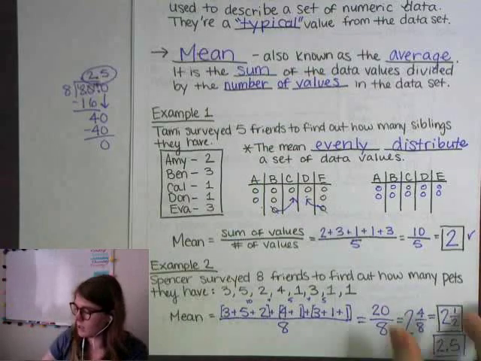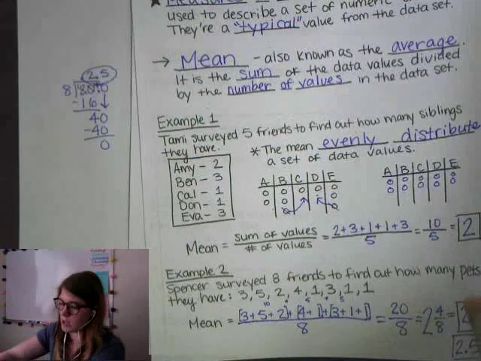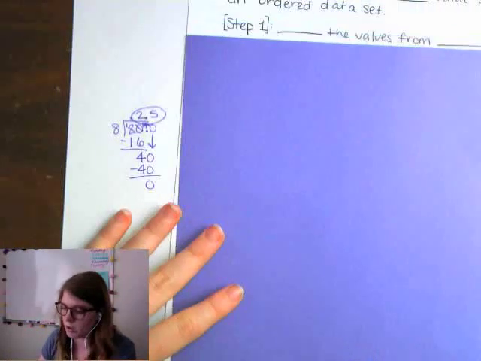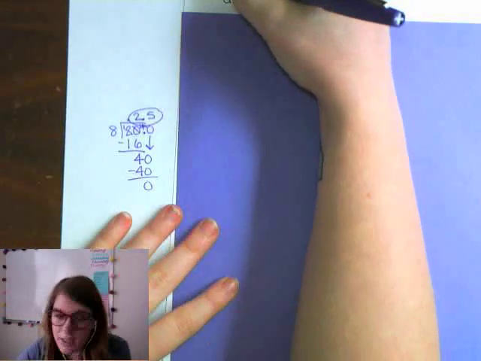Yeah? All right. So the next measure of center we're going to talk about, so we're still on measures of center, is going to be called the median.